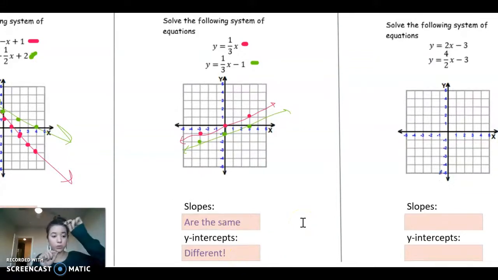So they start at two different spots, but they're going up and over by the same amount each time, meaning they'll never cross because their rate of change is the same. They're never going to catch up with each other. So we have no solution for that one.